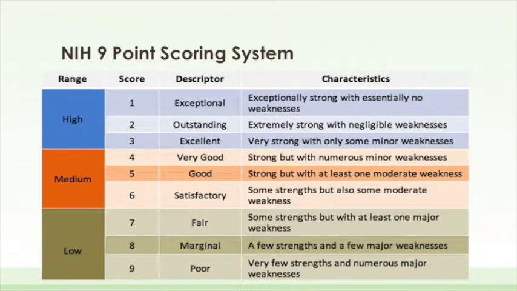This is the NIH 9-point scoring system. You look at 5. 5 is good. Apparently, good is not enough. If we got an impact score of 50, we have no chance. So the only chance is the top 2.